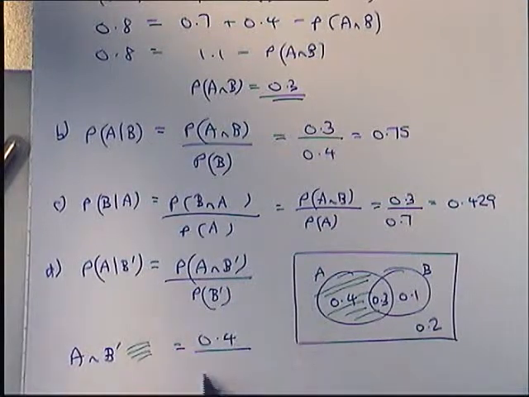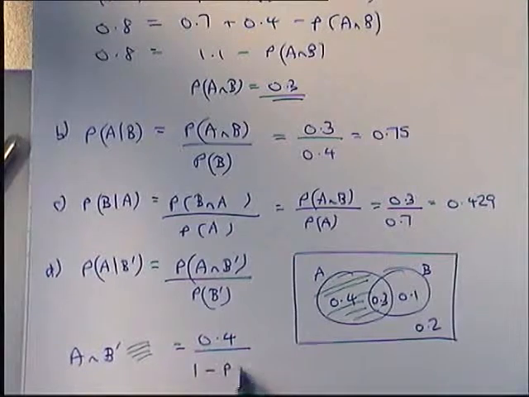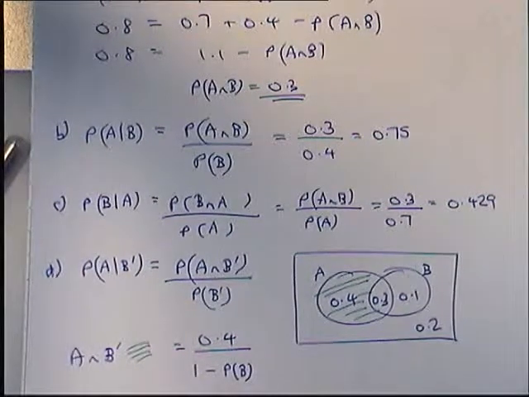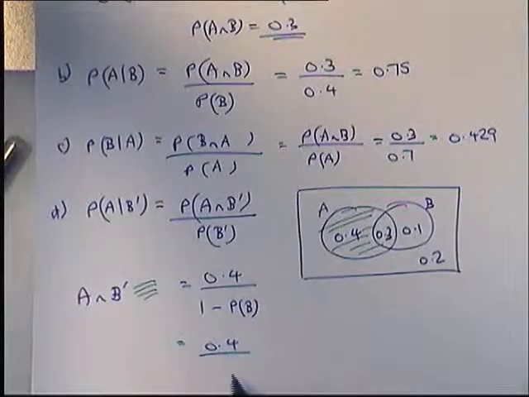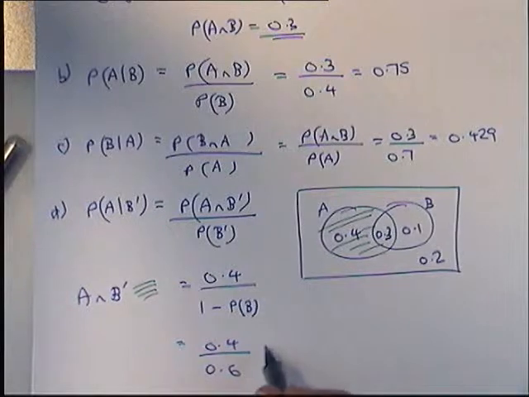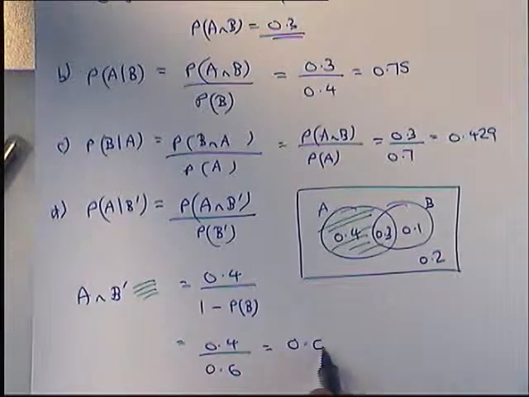Not B, from what Tabby said earlier, is just 1 minus the probability of B. So B was 0.4. So 1 minus 0.4 is 0.6. 4 over 6, 2/3. There's a decimal, 0.6 recurring.